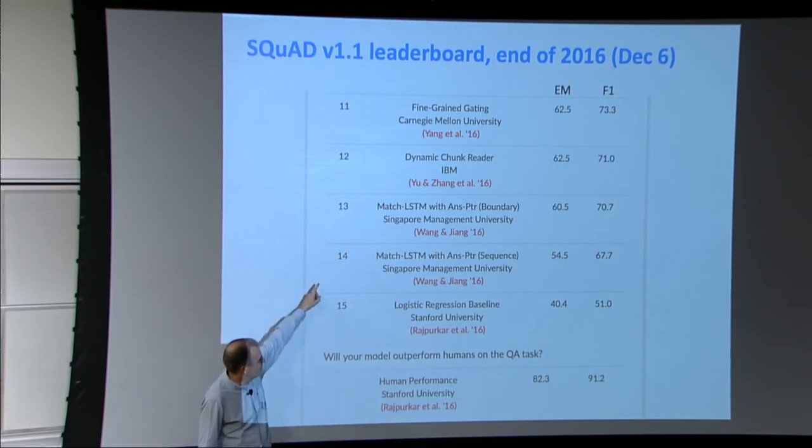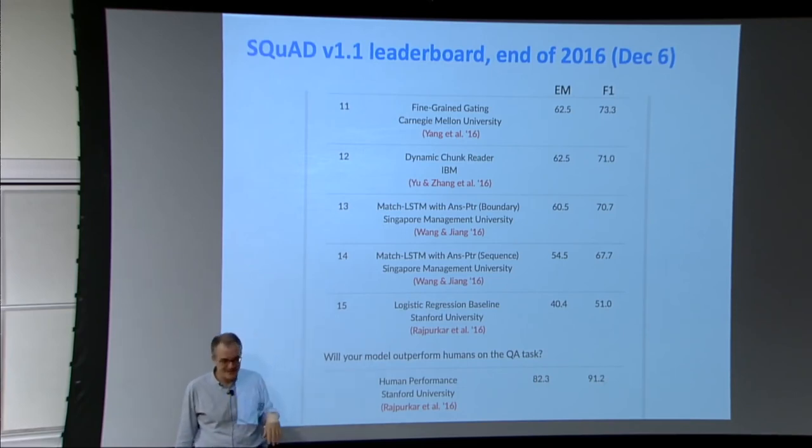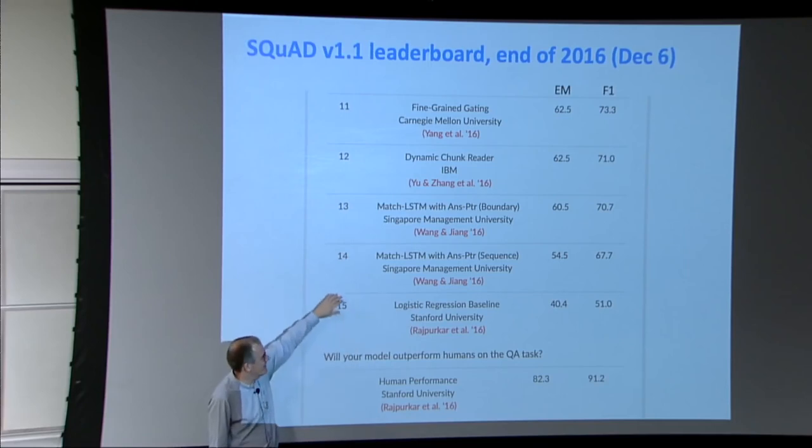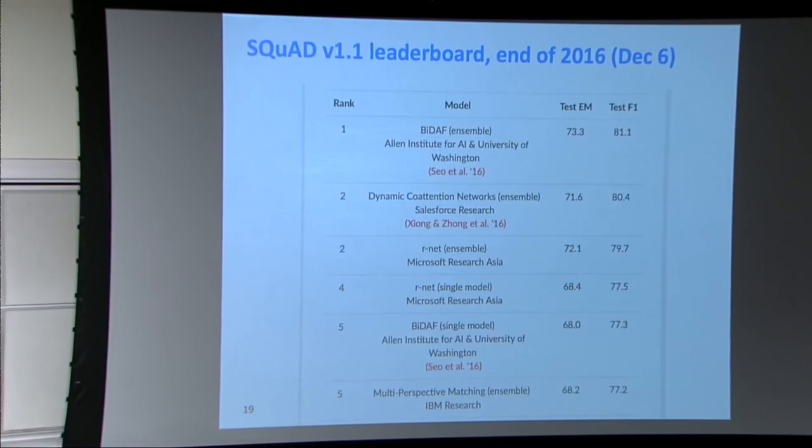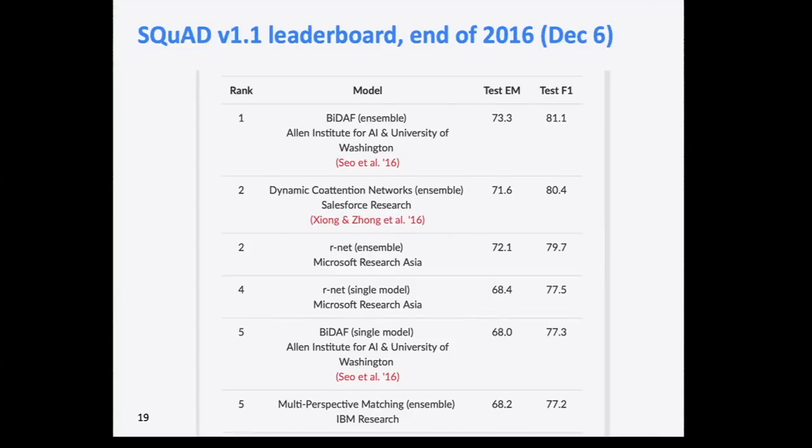One of the first people to do this quite successfully were these people from Singapore Management University, maybe not the first place you would have thought of, but they were the first people who showed that yes, you could build an end-to-end trained neural network for this task and do rather better. They got up to 67 F1, then they had a second system that got up to 70, and things started to go on. So even by the end of 2016, there started to be systems that really worked rather well on this task.